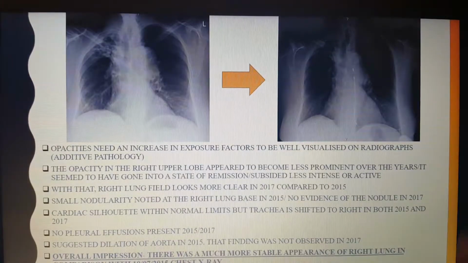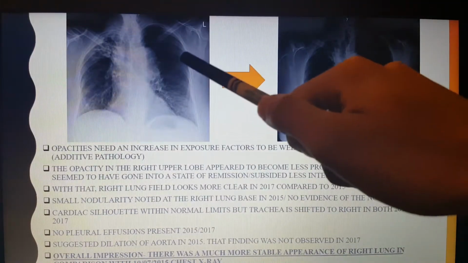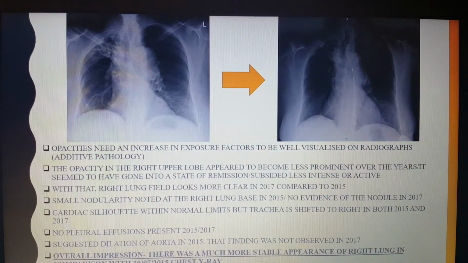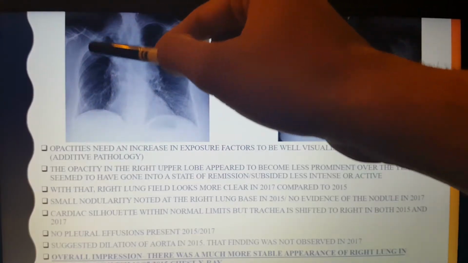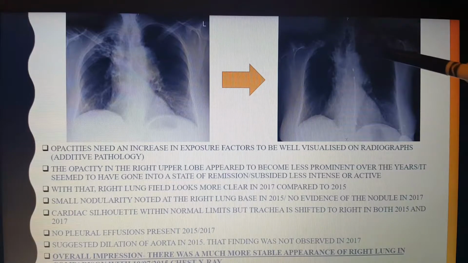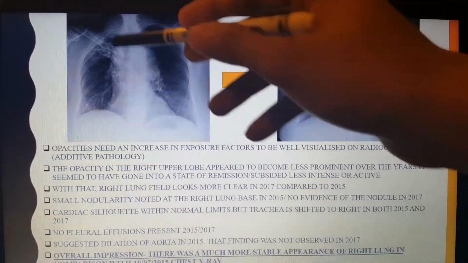Next, what I did was that I made notes on what I saw in both of the lungs according to the radiologist's findings. Firstly, I must say that opacities need an increase in exposure factors to be well visualized in radiographs. It's basically an additive pathology. Remember that it attenuates or absorbs X-rays more than the surrounding normal lung tissue, so you need to increase the exposure technique in order to have adequate penetration to visualize this pathology.